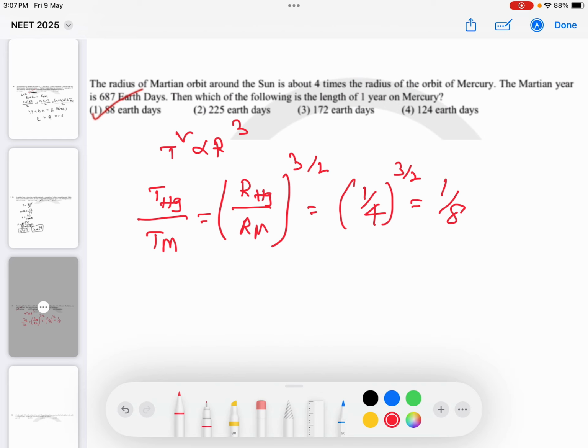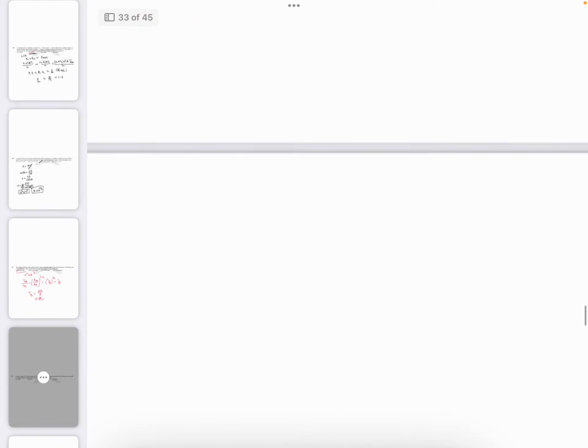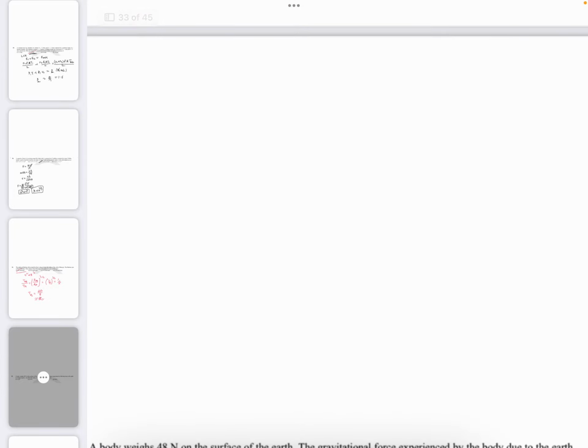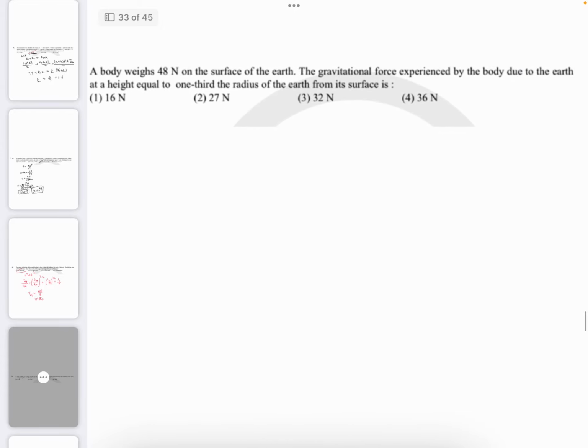1 by 8. So here they are asking T Mercury is equal to 687 divided by 8. 687 divided by 8 is approximately 88. So option 1 is there. Next one.